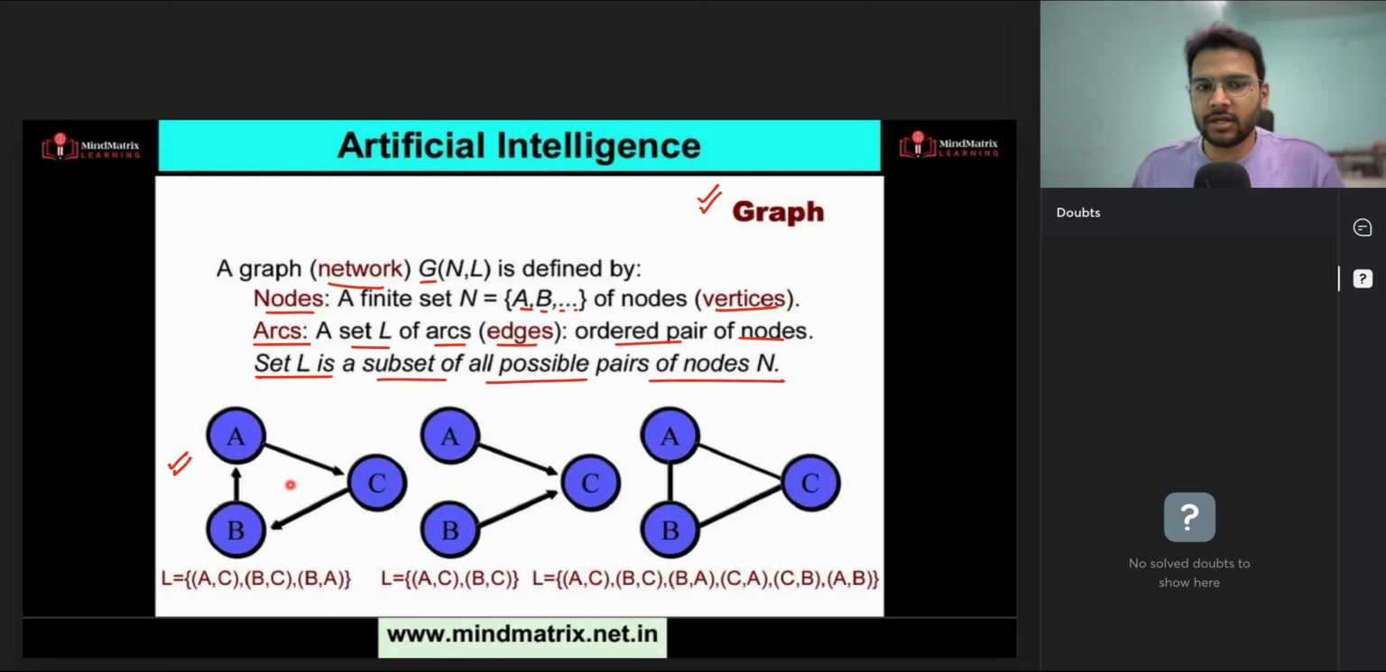There is direction indicated, we have an edge. Similarly from C to B, similarly from B to A also we have one edge, right? So these are the set of edges. That means A comma C, then we have B comma C. So A comma C is there, B comma C is there, or B comma A is also there, right? Similarly for this one, we have an edge between A and C, and between B and C. So that's what we have written, right?